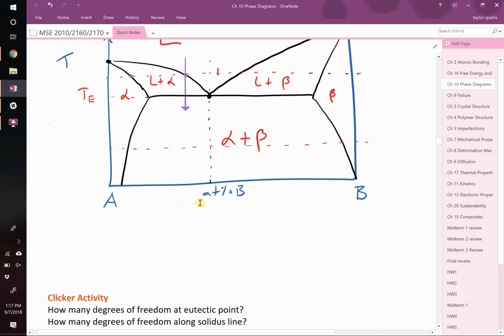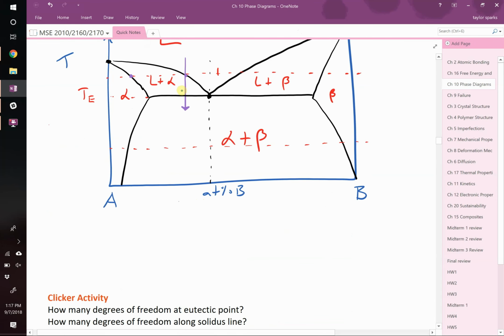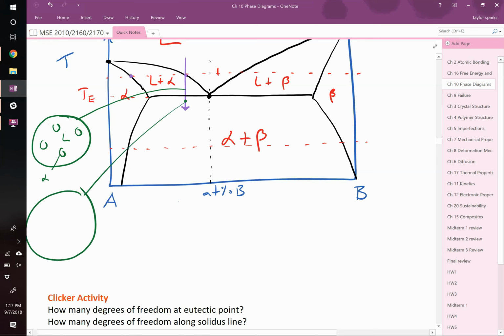So let's draw a little, running out of colors. Right above this line, if we were to zoom in on this thing, it's going to have floating chunks of alpha, right? And the rest is liquid. And then right below that, if we were looking at this under a microscope somehow, you're still going to have those chunks that formed before the eutectic reaction, but the rest is going to be the lamellar structure.